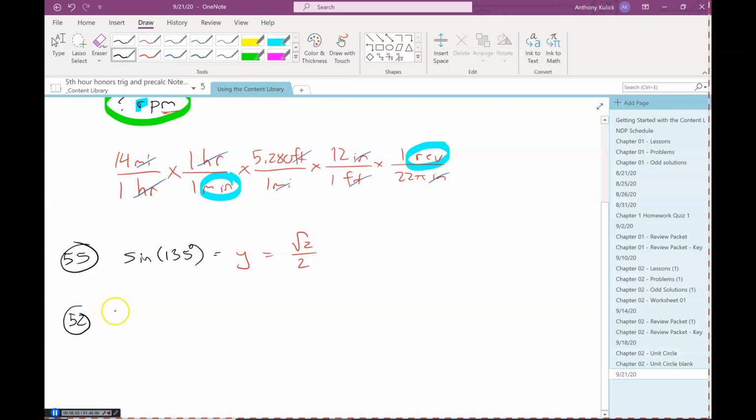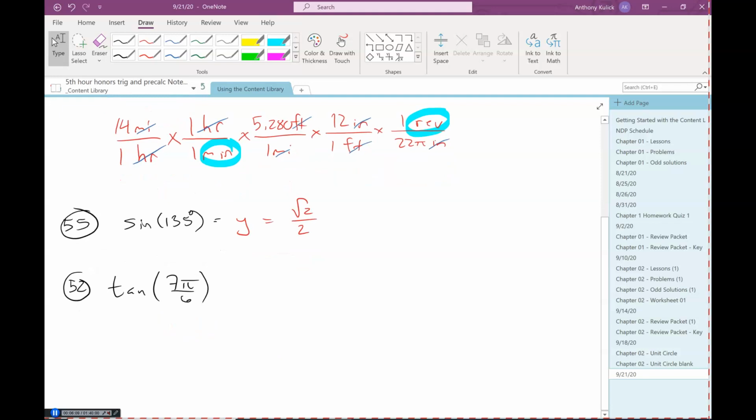So 52 is tan of 7 pi over 6. And it says to find the exact value using a reference triangle. So the first thing I'm going to do is draw a picture of this angle 7 pi over 6. Now the easiest way to do that, well, I shouldn't say easiest. What I'm going to do to show you guys how to do this is I'm not going to convert this to degrees. It's fine if you want to do that, but I think it's important we also start getting used to seeing things in radians and getting comfortable there.